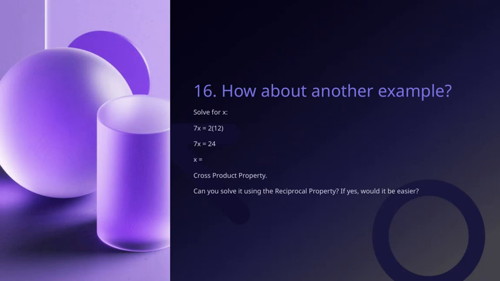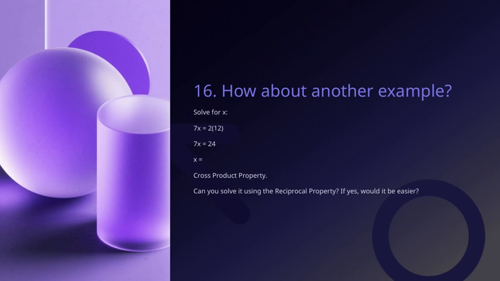All right, let's look at another example to reinforce our understanding. We're asked to solve for x in this equation. 7x equals 2 times 12. First, we write it out as 7x equals 24. Now, to isolate x, we can use the cross-product property because we're dealing with a multiplication and an equation.